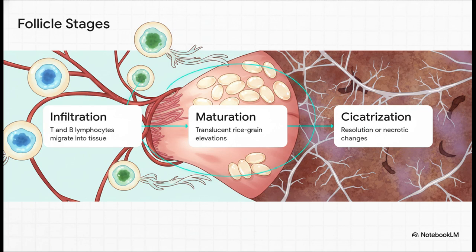The clinical progression here is incredibly vivid. It starts with an infiltration stage where T and B lymphocytes migrate into the tissue. This naturally leads to the maturation stage. When you're looking for these clinically, you'll spot them as translucent, round elevations, mostly in the inferior fornix. Honestly, they look exactly like tiny grains of rice. Now, in most viral cases, these will just resolve on their own. But in chronic conditions like trachoma, the follicular inflammation actually causes necrotic changes in those germinal centers, leaving behind permanent little scars that we know as Herbert's pits.